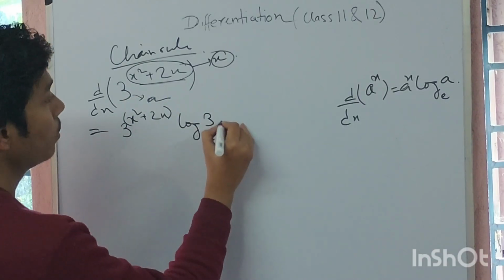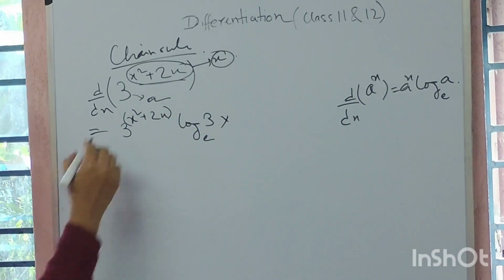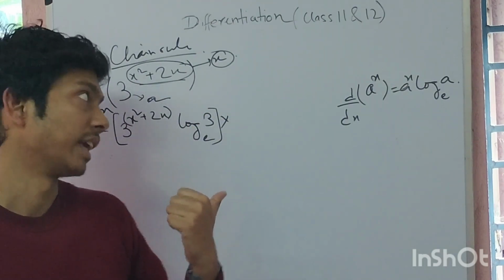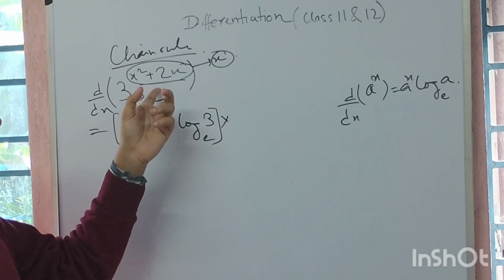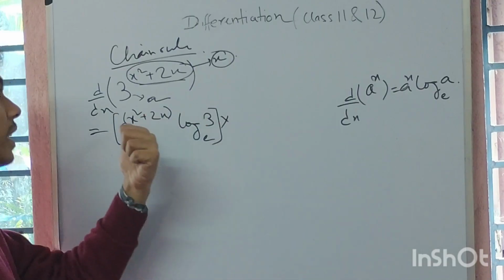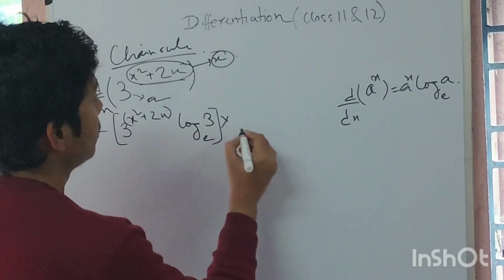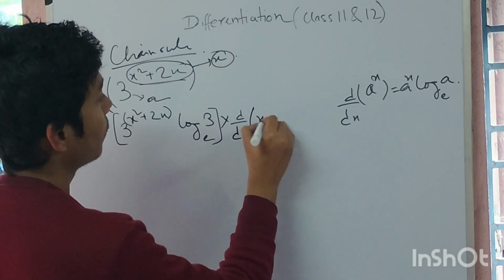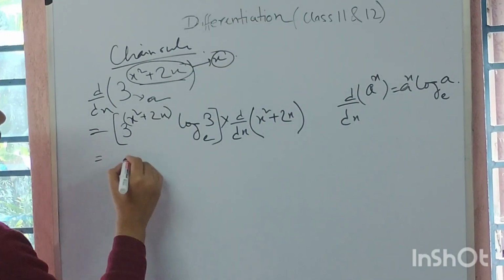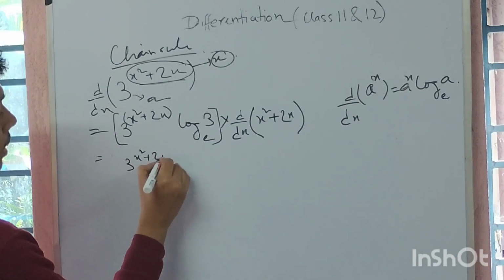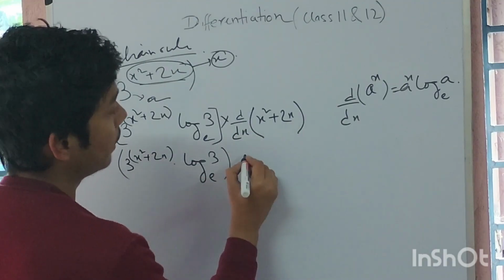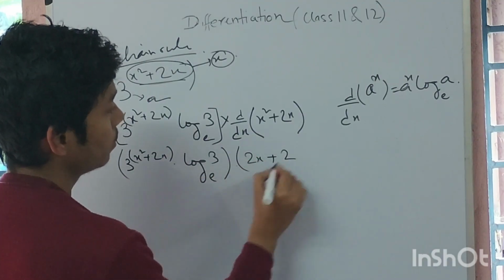a is 3. Now we have to multiply. What do we have to multiply? We have to multiply the derivative of that thing which you have assumed as x. So you have to find the derivative of this one and multiply it with this thing. Here, the derivative of x square plus 2x. So it will be 3 to the power x square plus 2x into log e base 3 into its derivative, which will be 2x plus 2. And this is my answer.